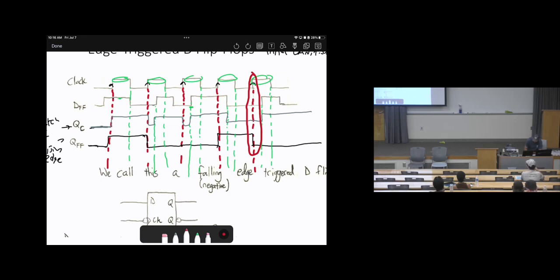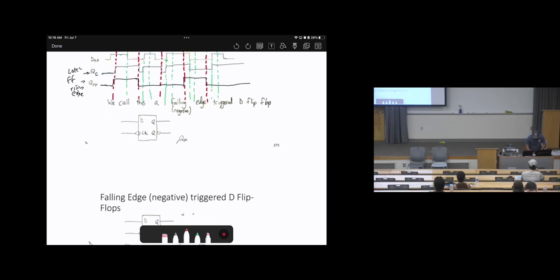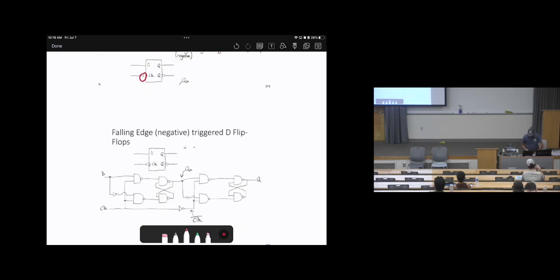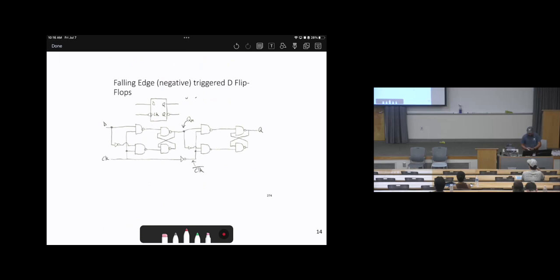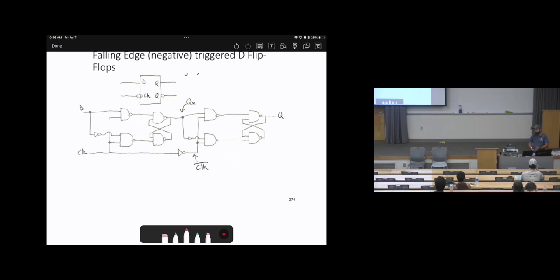Any other question? Okay. So again, rising edge or falling edge: if there is any bubble, this means falling edge. If there is no bubble, this is rising edge. And this is how the circuit of the rising edge flip-flop looks in terms of NAND gates or NOR gates. So basically that's how we implement this.